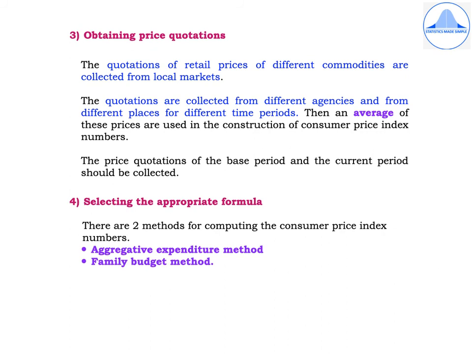Now, the fourth step is to select the appropriate formula. There are two methods for computing the consumer price index numbers, that is the aggregative expenditure method and the family budget method. So, usually, the steps in the construction of consumer price index numbers is a 5 marker. So, list down the 4 steps and also explain them.